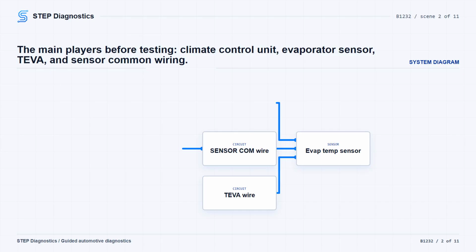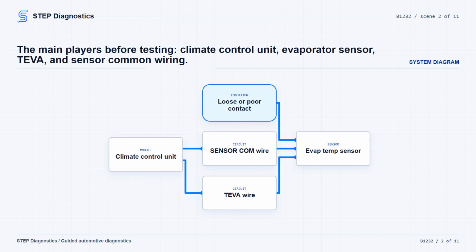Broadly, this can come from a shorted TEVA signal wire, a short between the signal and sensor common circuits, a poor connection, the evaporator temperature sensor itself, or the climate control unit after the circuit and sensor checks pass.